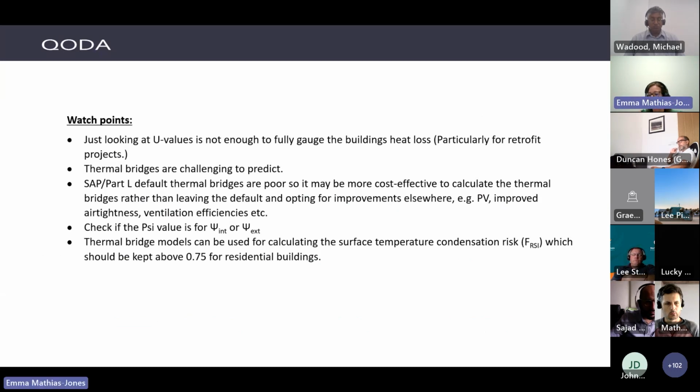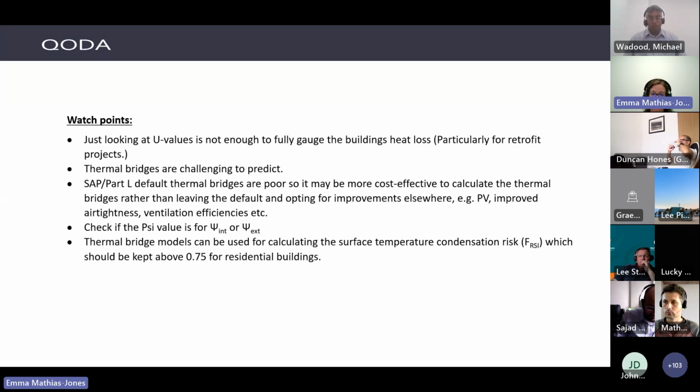So we've seen how to effectively mitigate heat losses and reduce that risk of surface temperature condensation. We know how to identify thermal bridges, ideas for where to improve them, calculate them, and check that condensation risk. So hopefully, and some more watch points here. Hopefully now, you've got a better gauge of why it's important not just to look at the U values, but those thermal bridges in particular for retrofits.